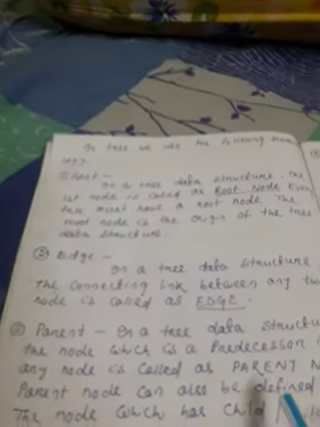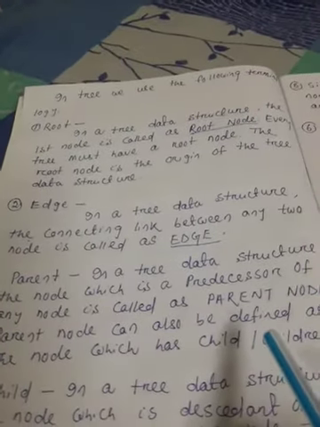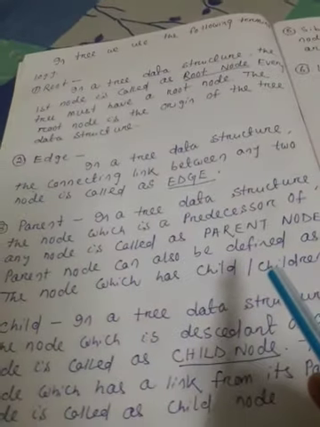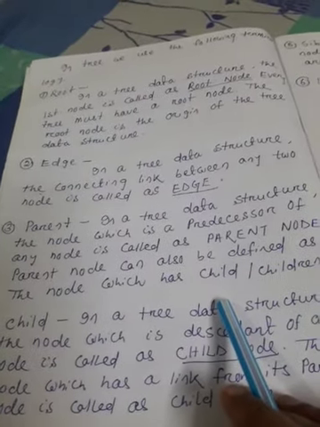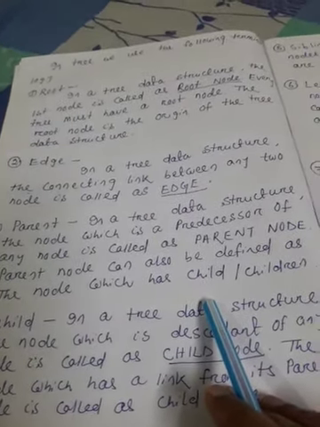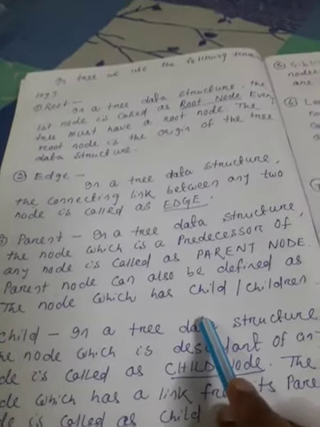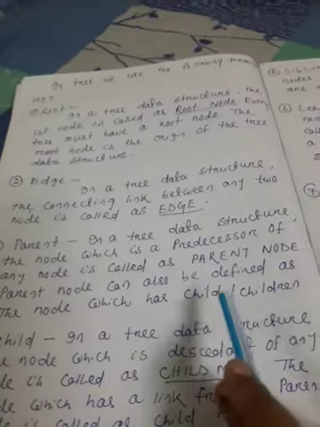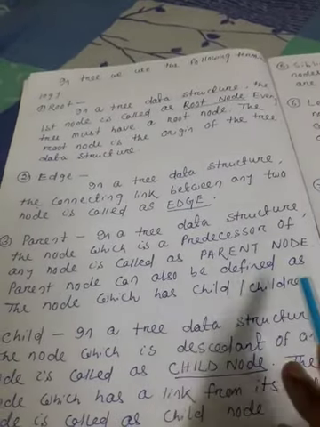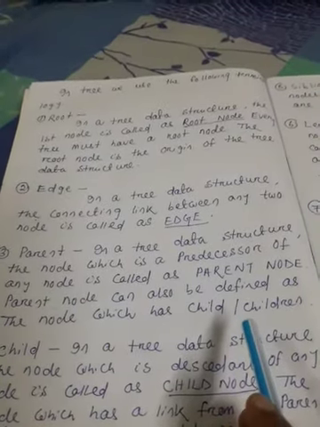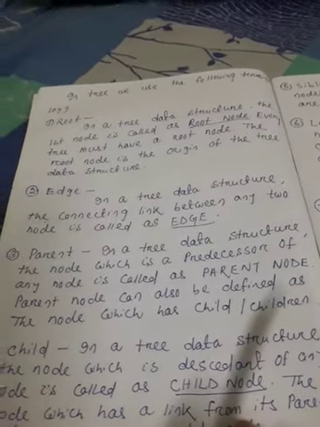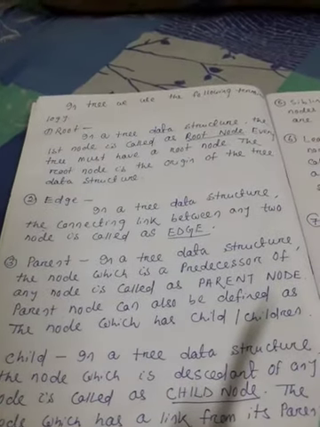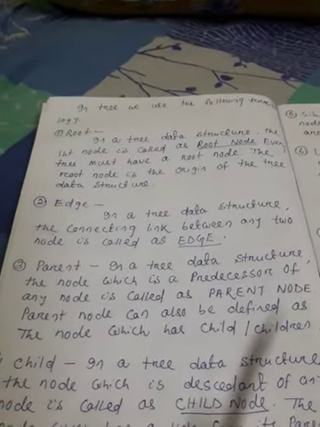Number 3 is parent. In a tree data structure, the node which is a predecessor of any node is called a parent node. A parent node can also be defined as the node which has a child or children.